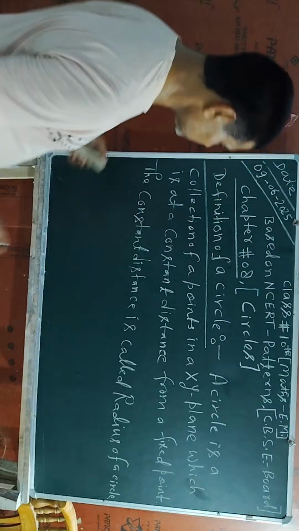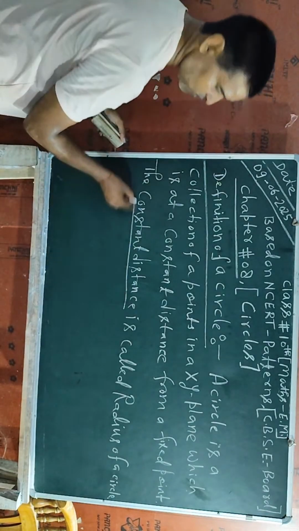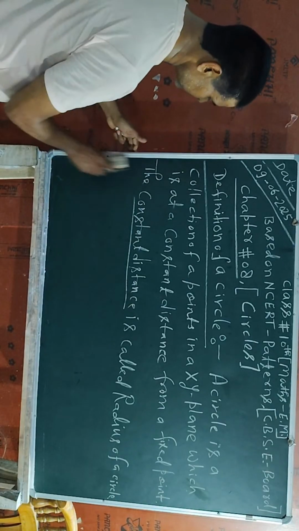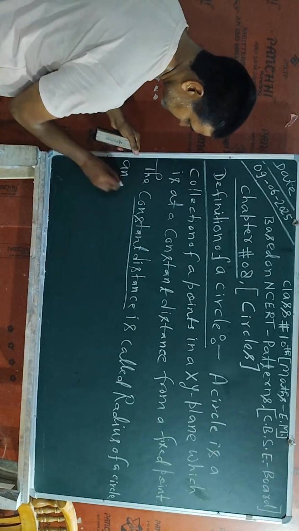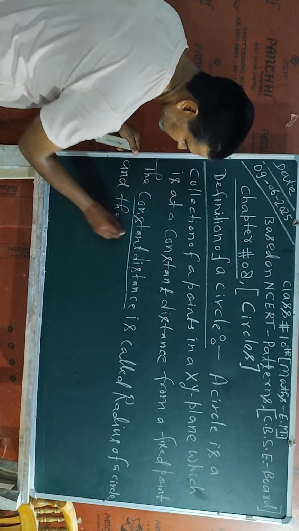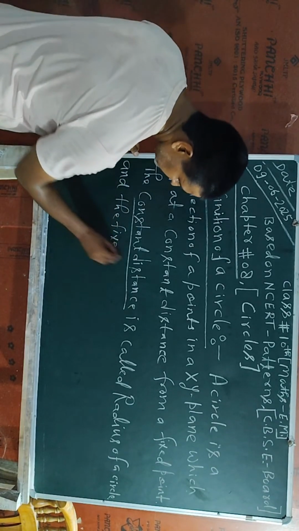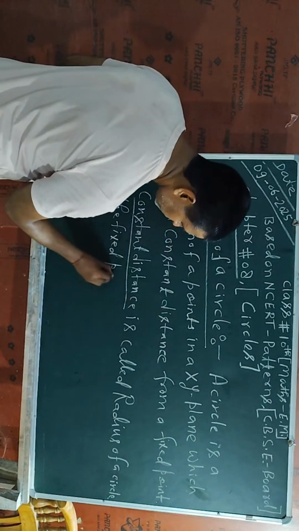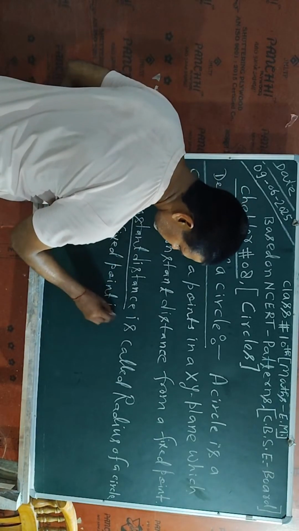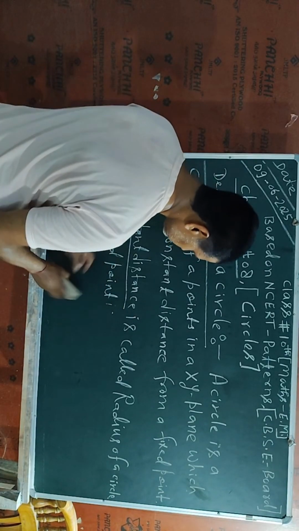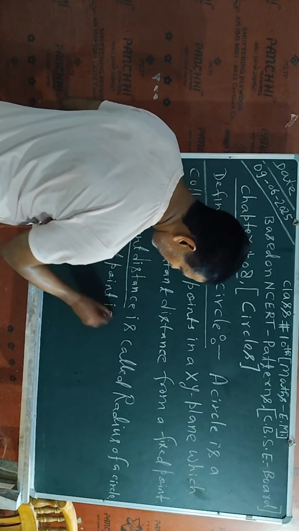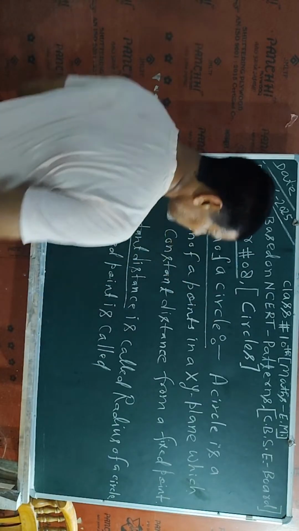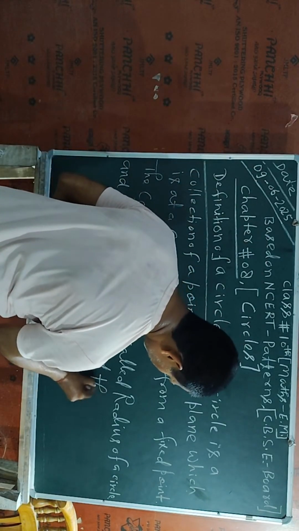The constant distance is called the radius of a circle, and the fixed point is called the center of a circle.